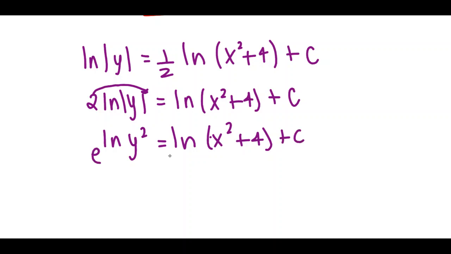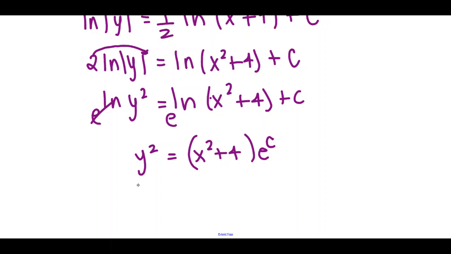We're going to use the little e trick again. Cancel, y squared equals x squared plus 4, and then e to the c. Last step, to get y by itself, we square root it, so y equals e to this. When I square root this, e to the c is just going to be a constant. If I square root this, we get square root x squared plus 4. So we end up with the exact same equation.